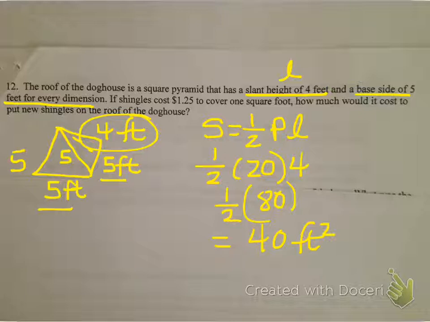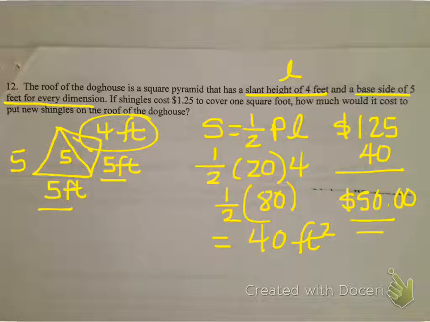Now it costs $1.25 to put shingles on the doghouse. So $1.25 times 40 square feet, go ahead and multiply that out, and you find that it is going to cost you $50 to put shingles on that doghouse roof.